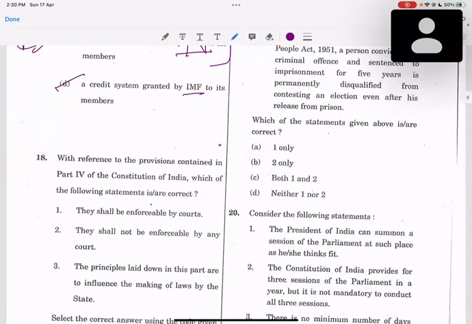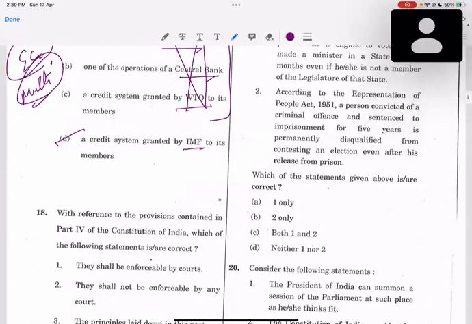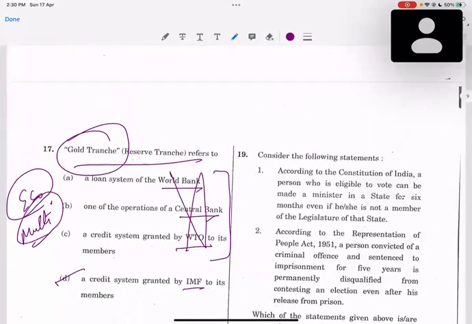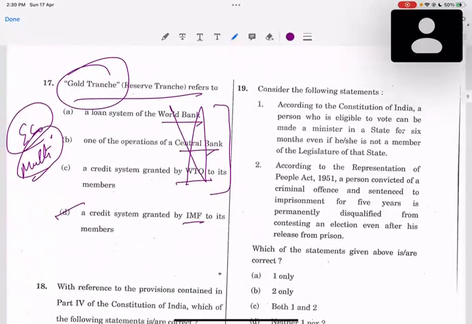So sometimes very easy questions also come, but we tend to get confused and attempt the questions wrong. So just read each and every keyword. Gold tranche, reverse tranche, okay, where we had studied this topic, IMF. Even if in some other option IMF would have been there, then you should be able to take one more step forward and understand what is tranche, gold tranche and all.